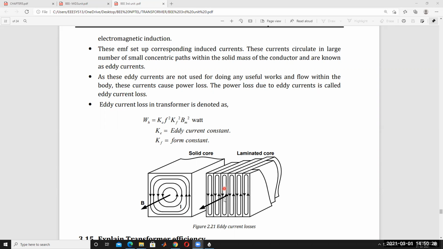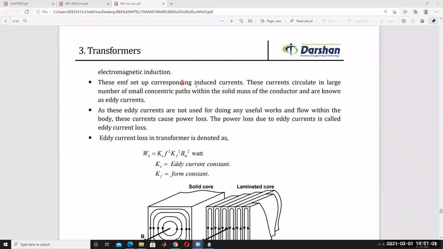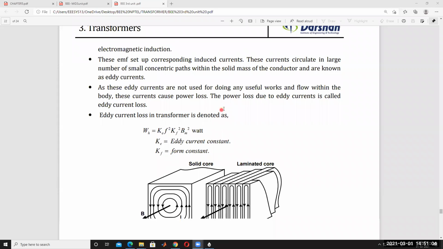The current circulating in the transformer core is very, very less. The current is not circulating from one strip into another, so the circulating current is very less. Eddy currents are not used for doing any useful work and flow within the body. This current is not useful to the transformer; it causes power loss in the transformer core. The power loss due to the eddy current is called eddy current loss. Understood?